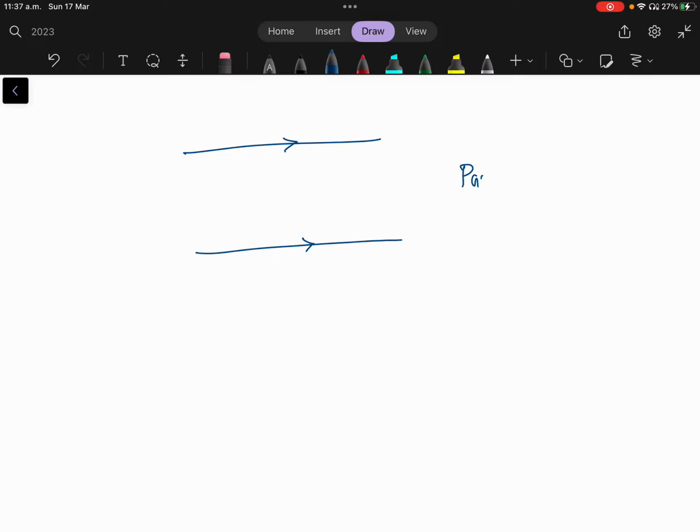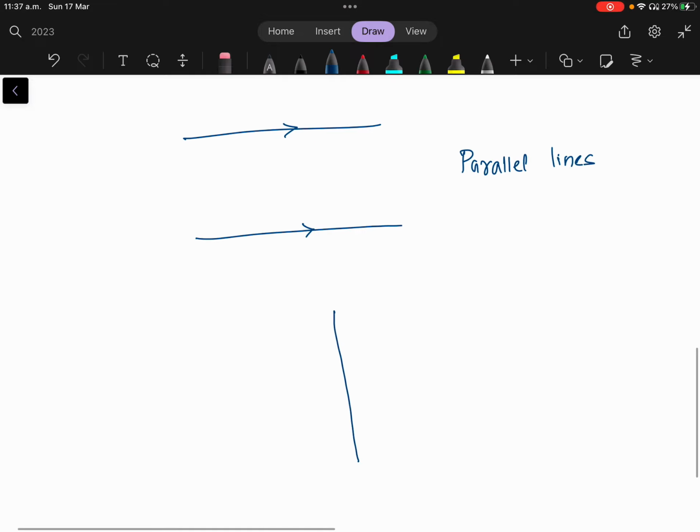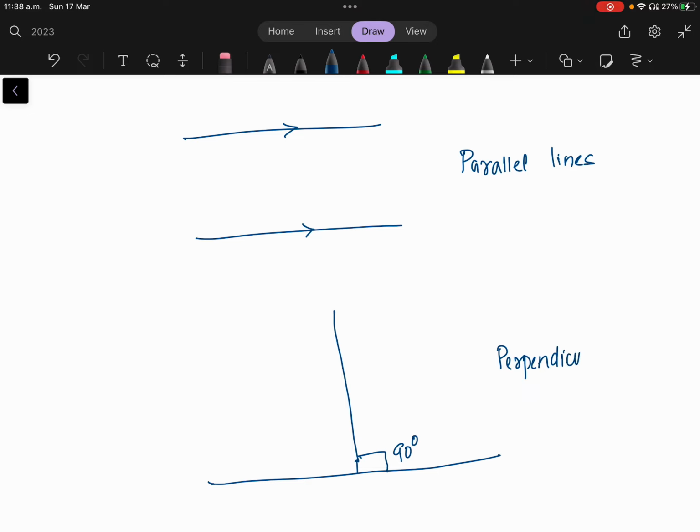They are called parallel lines, and parallel lines are denoted by two arrows in your question. So whenever you get a question and you see there are two arrows like the ones I have marked, those are parallel lines. And then the second one is two lines which have a 90-degree angle between them, they are called perpendicular lines. These are some of the basic concepts that you need to learn.